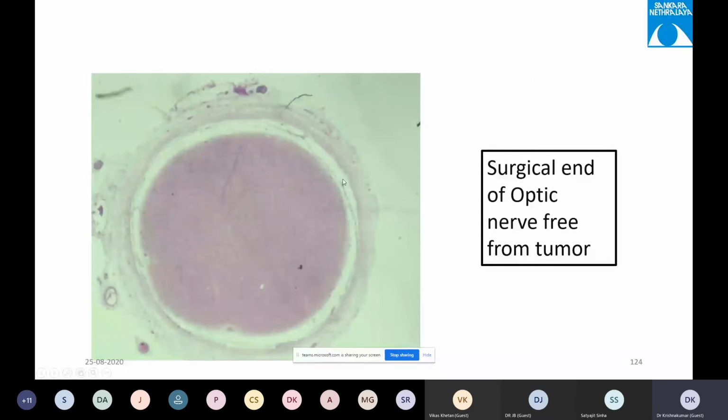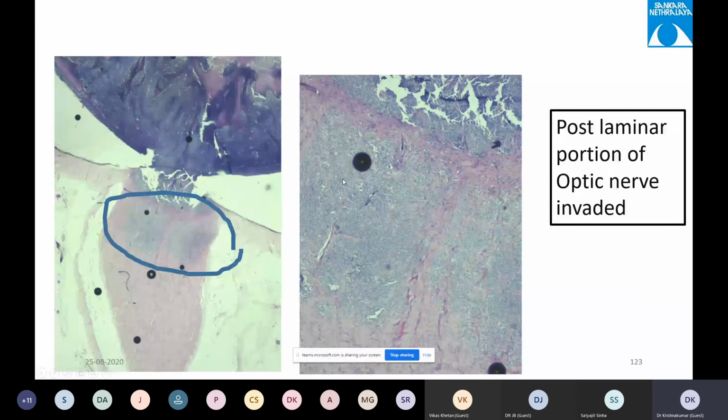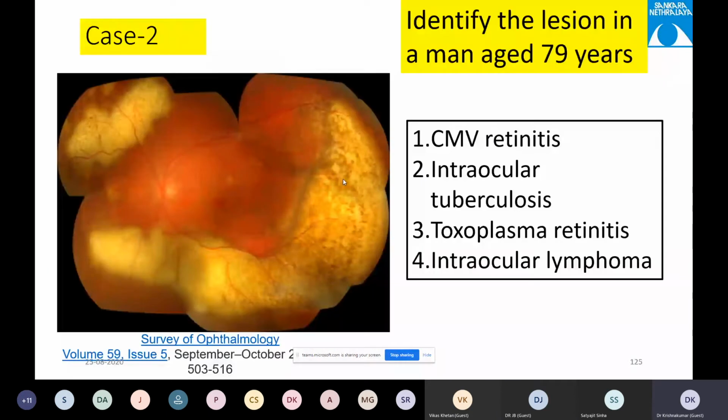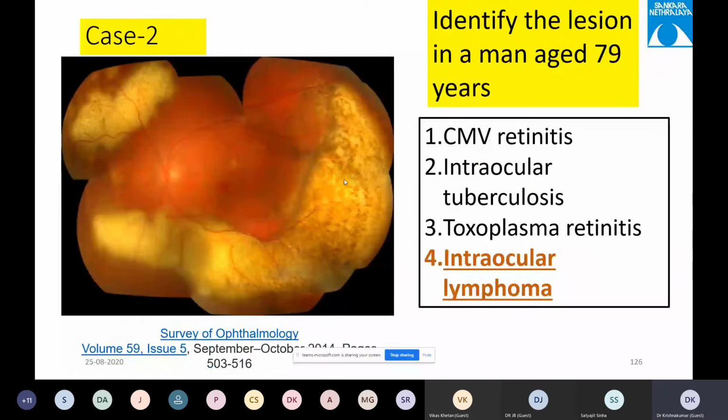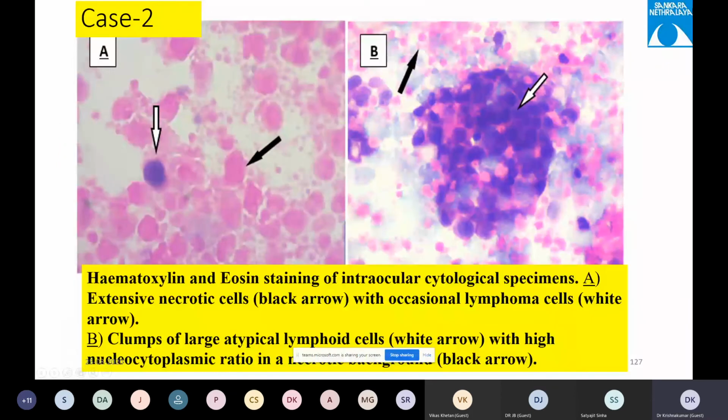Now this is another important case. What is this? An elderly person having these fundus lesions, whether it is retinitis, intraocular tuberculosis, toxoplasmosis, or lymphoma. I know all of you know or got the answer. Yes, it is intraocular lymphoma. Correct. Now, these are images from histopathology, Sankara Nethralaya. Large tumor cells forming clumps with high nucleocytoplasmic ratio, and a lot of necrotic background. Whenever you find atypical lymphoid cells with high nucleocytoplasmic ratio in a necrotic background, we must always rule out intraocular lymphoma.